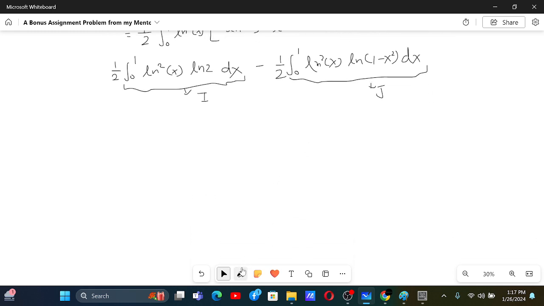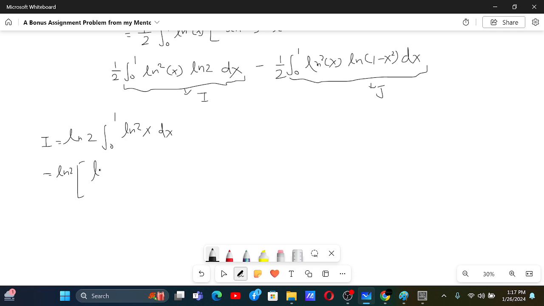Finding I will not be that hard. So I is just ln 2 times integral from 0 to 1 of ln square x dx. For this we can just use integration by parts. So u is ln square x and v is just 1, so that will give us x ln square x minus integral of 2 ln x times 1 by x, times the integral of 1 which is x, dx. This is from 0 to 1 and this is also from 0 to 1.